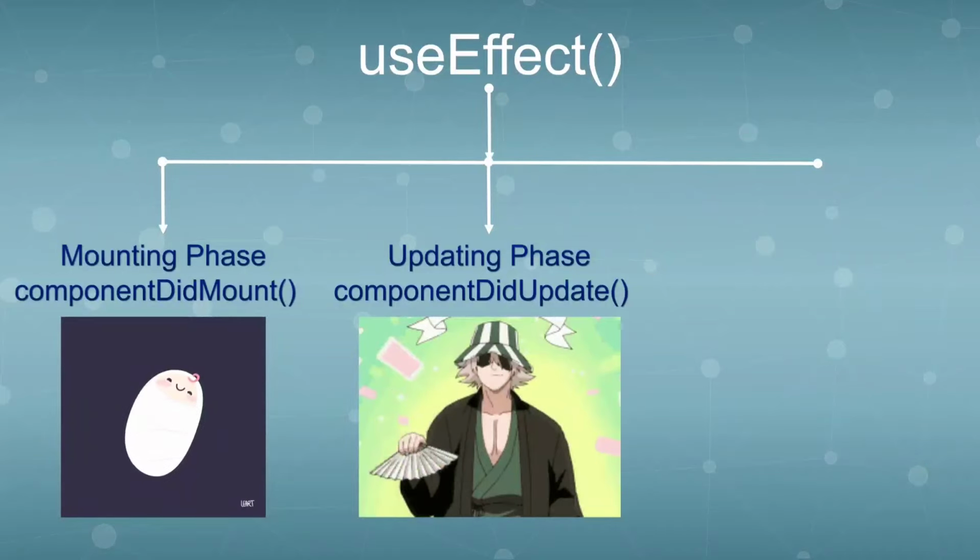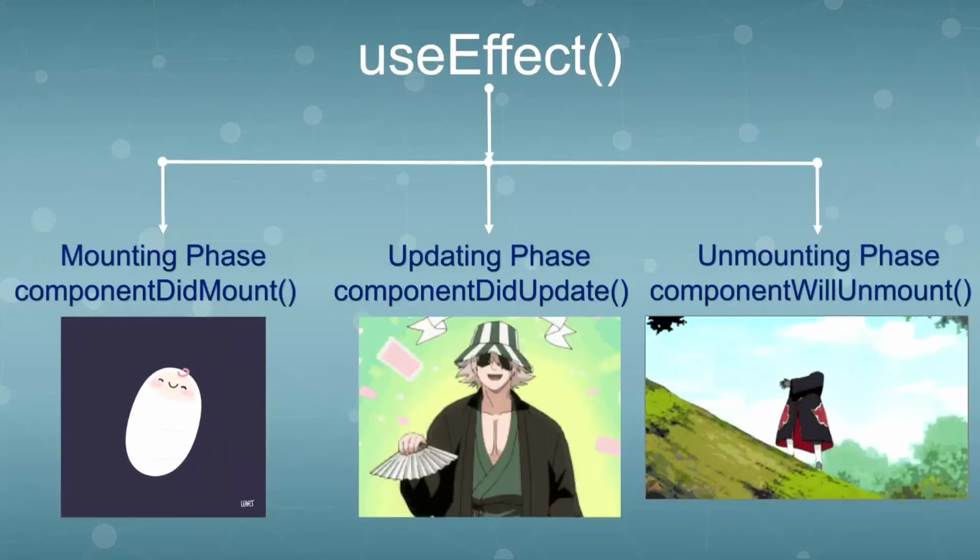We are just here to understand the life cycle phases. Mounting: the component is rendered into the DOM. Updating: whenever the component is changed, modified, or any value is updated, it is re-rendered. That is nothing but your component's updating phase.